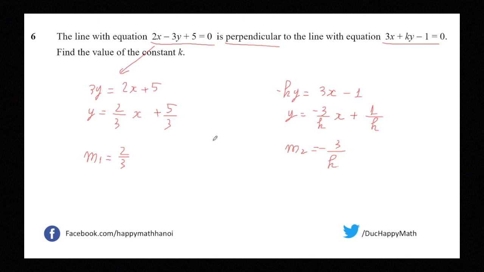They are perpendicular, so m1 times m2 equals 2 over 3 times minus 3 over k equals minus 1. So simplify this, and k equals 2 is the final answer.